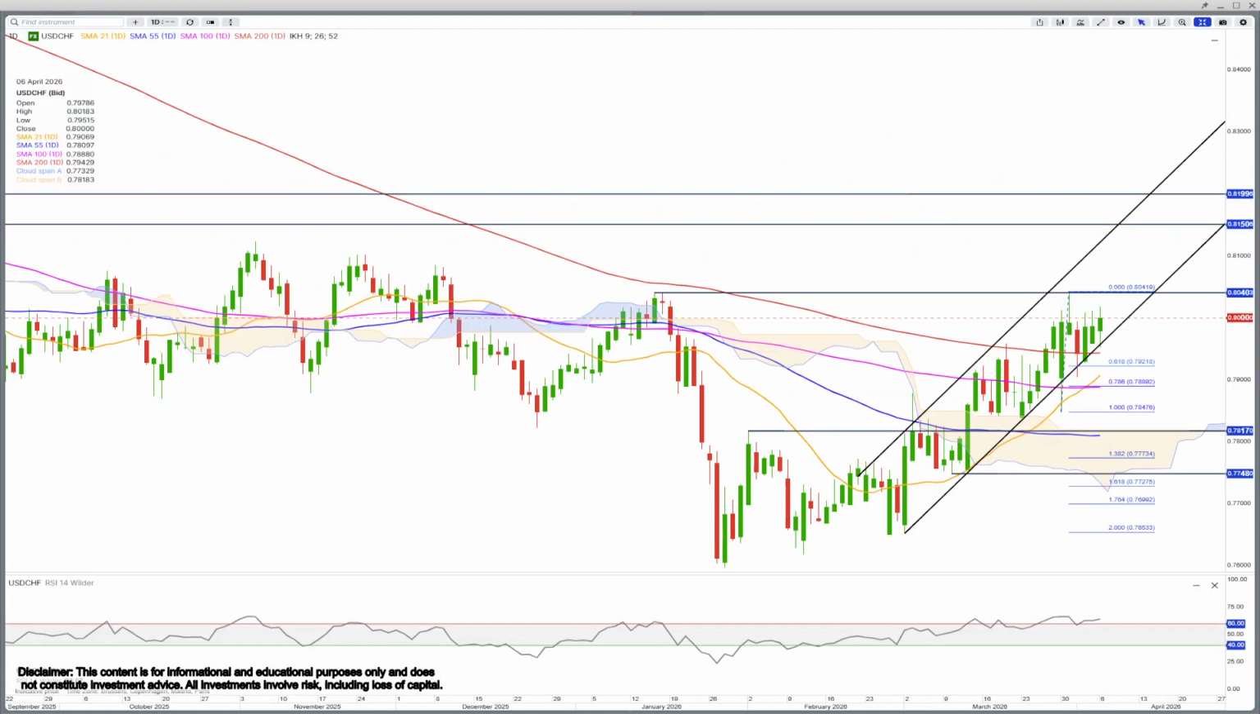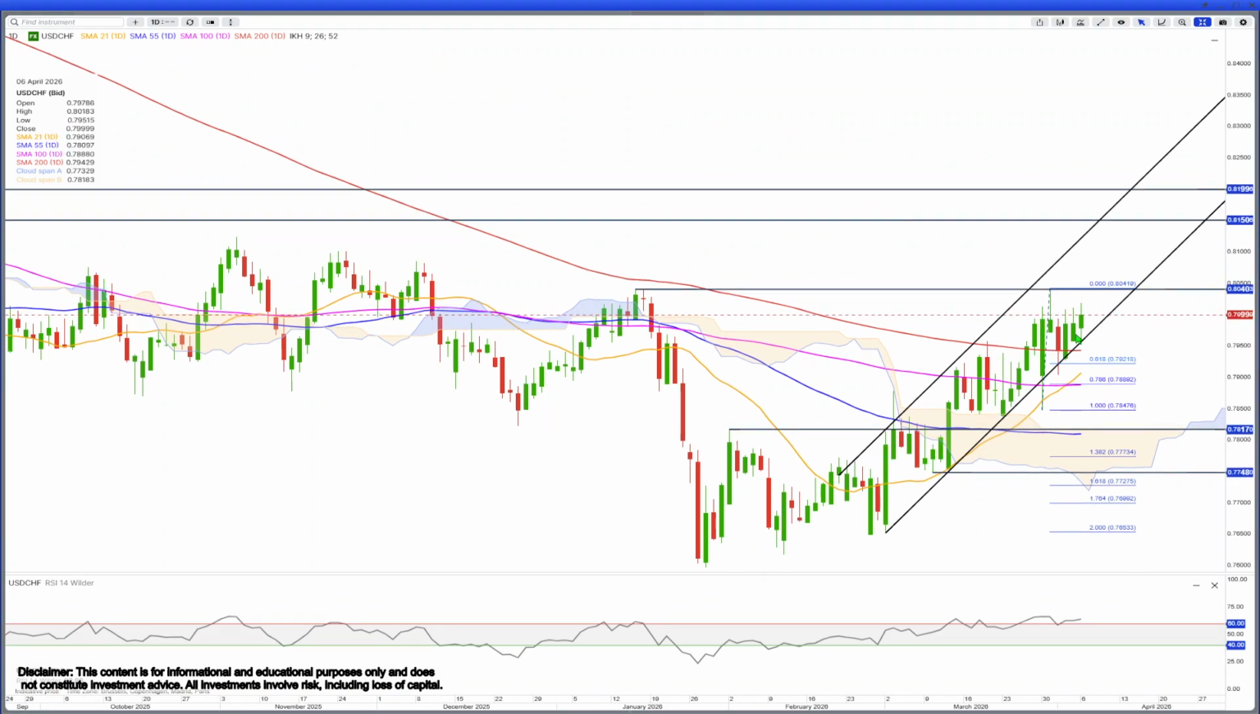EURSWISS just slowly crawling higher and higher in this rising channel-like pattern here. Strong resistance at 80.45, 80.50 up here. If it takes out that, well, then we are looking at 81.5 and maybe up to 82. However, I want to see it take out 78.45, then we could see a bearish scenario playing out.